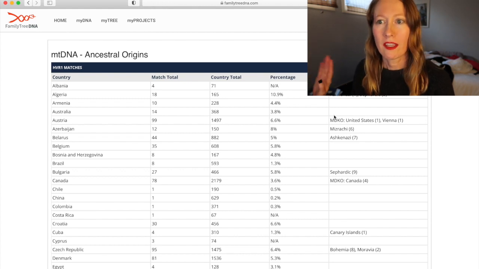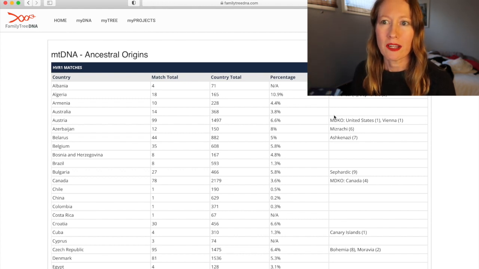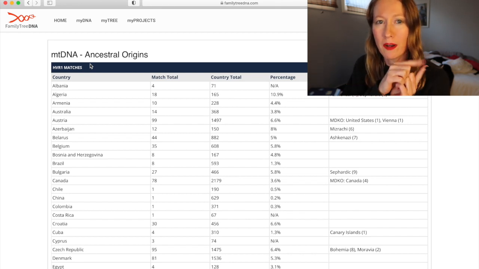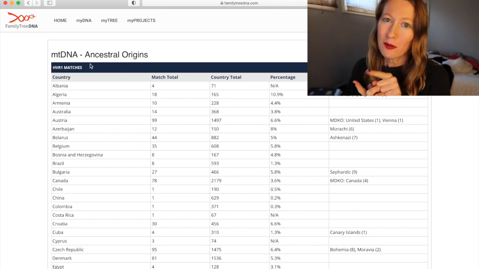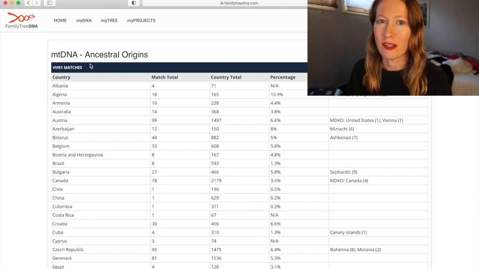All right, so the ancestral origins breaks down into three sections. It's your different kinds of matches. As we've talked about before, I think I mentioned that the mitochondrial DNA is broken into three sections: the HPR1 region, the HPR2 region, and the coding regions. So some people have just taken one test or another. So these are my HPR1 matches.